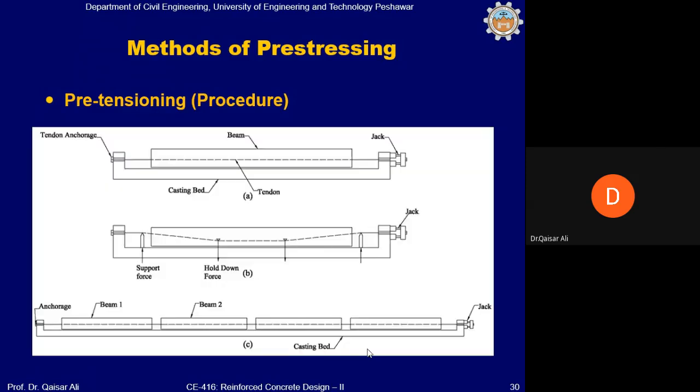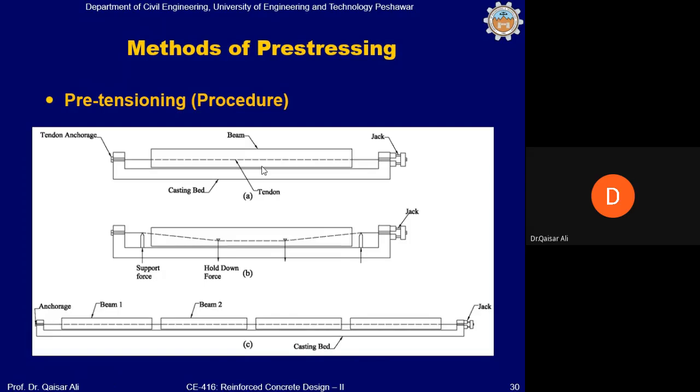Okay, this is a typical assembly used in pre-tensioning. Pre-tensioning and post-tensioning are two techniques used in pre-stressing. If you have ever visited a prefabricated factory, you would have seen such an arrangement, where pre-cast slabs and pre-cast girders are produced.